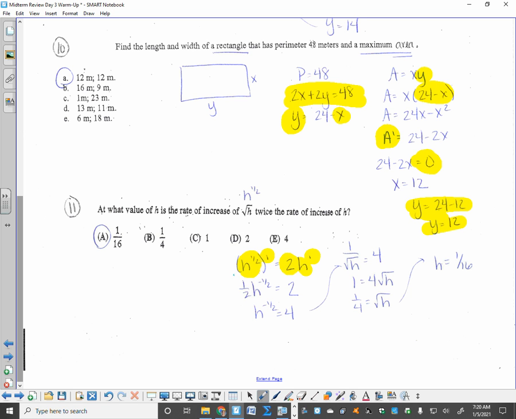Take the derivative, so it gives me 1/2 h to the negative 1/2. And then it's going to equal 2 because technically they're both going to have h primes, and so they kind of cancel each other out. Multiply both sides by 2, and then h to the negative 1/2 is 1 over the square root of h. Multiply both sides by the square root of h, and I divide by 4, and then I square both sides.